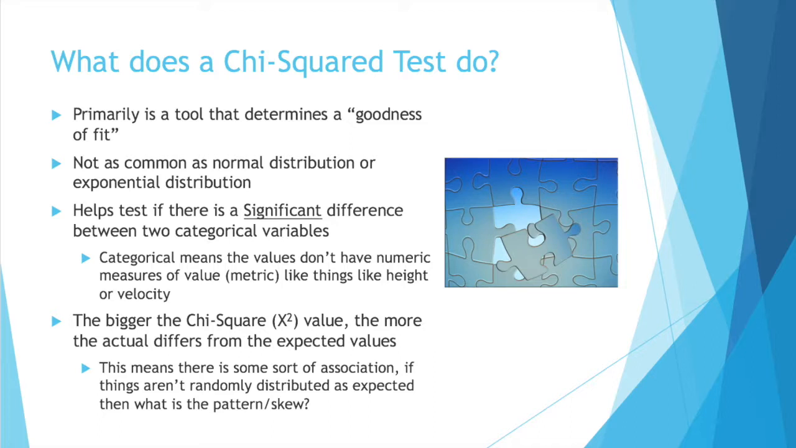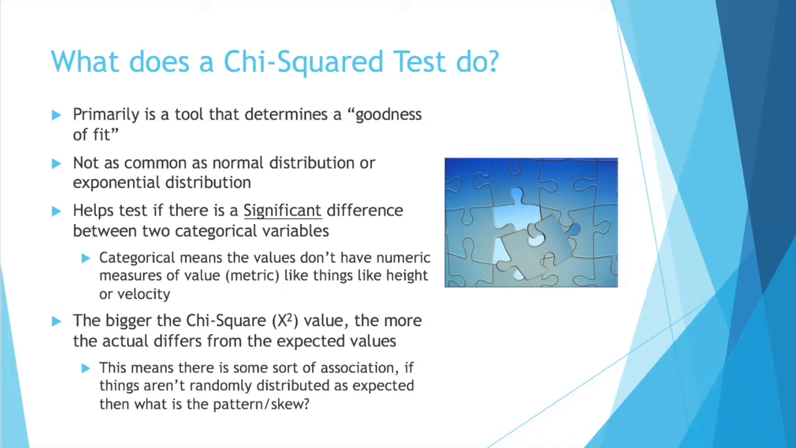Chi-squared test is a tool primarily used to see if there is a difference between things. It determines a goodness of fit. So you observe something, record the data, and see how well that matches what you expected. How well does your observation fit with your expectations?